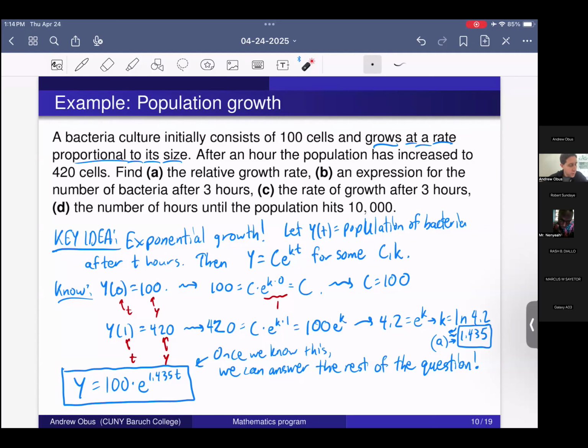Well, great. Okay, so B says, what's an expression for the number of bacteria after 3 hours? We just need to punch in t equals 3, right? So part B, we just want 100 times e to the 1.435 times 3. So what's that going to equal? Let me just use a calculator. 100 times e to the 1.435 times 3. That's going to give us about 7,407 bacteria. So it grows very quickly, right? 100 goes up to 420, and then 420 goes all the way up to 7,407.